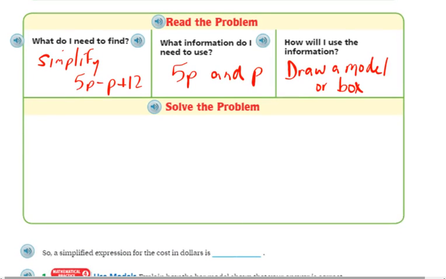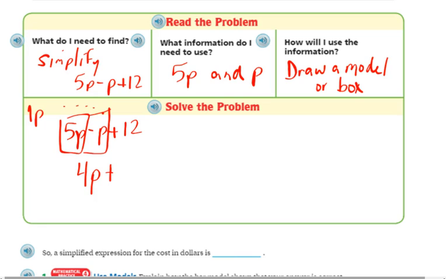So let's take a look at what we'll do here. We're going to start by writing our original expression. So I'm going to have my 5p minus p plus 12. And I want to box in my like terms. So I see that I have two variables of p. So I box that in there. And I notice that I have 5p minus p. And remember, common mistake here, that p is actually 1p. So if I have 5 p's and I take 1p away, that's going to give me 4p. Bring down my plus 12. There's my simplified expression.